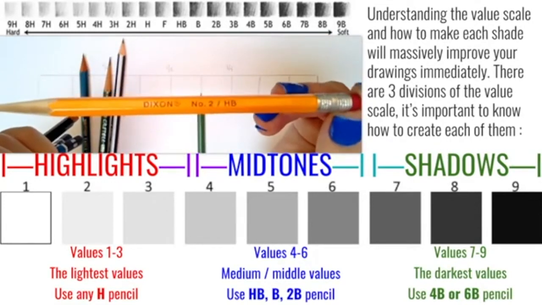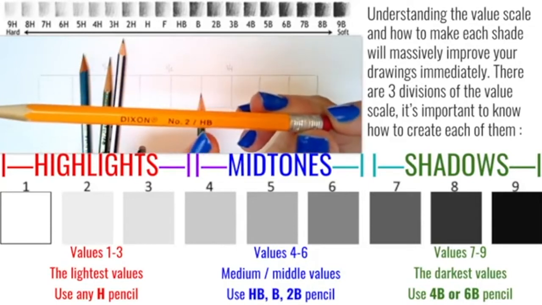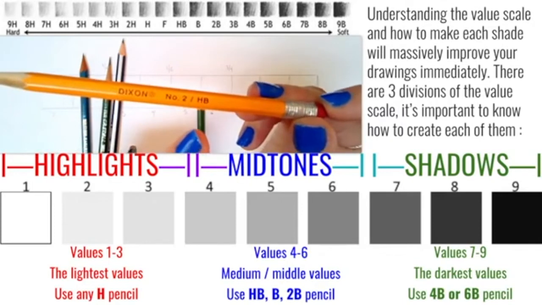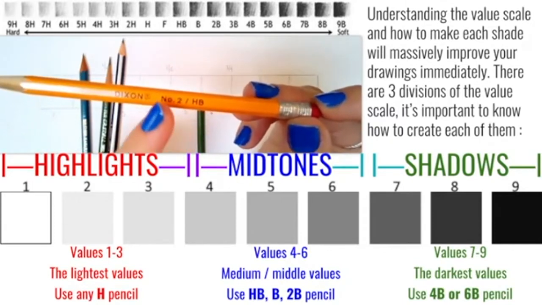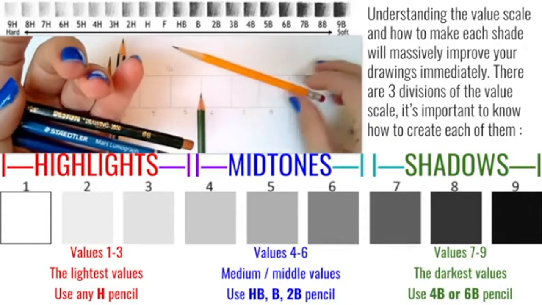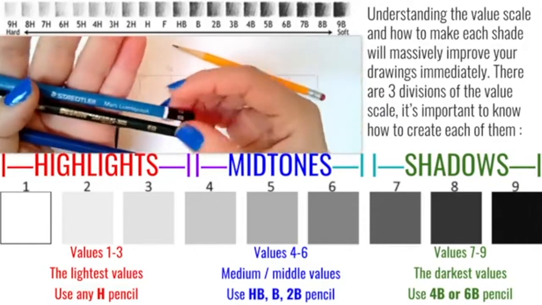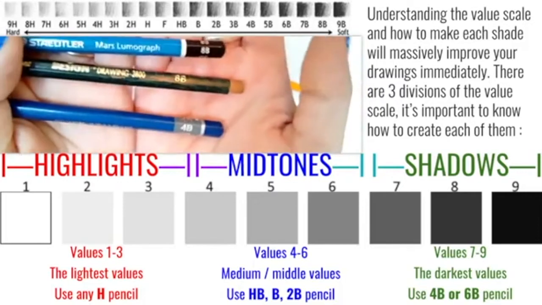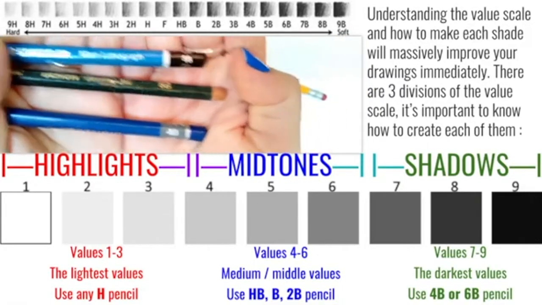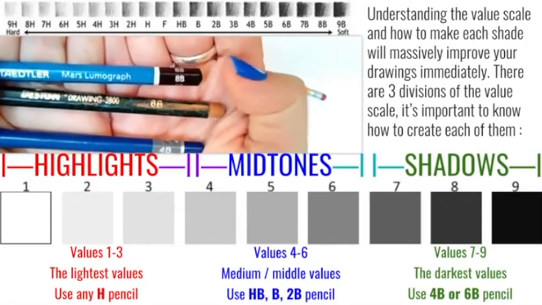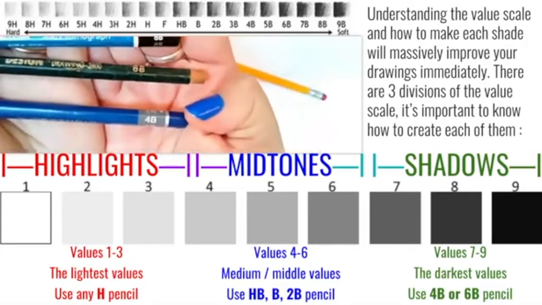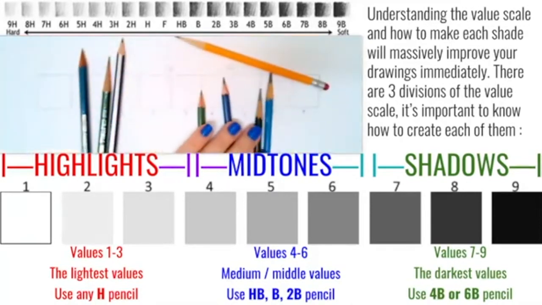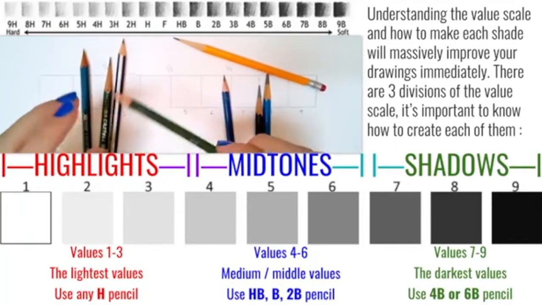And what we're going to do is describe that H is hard, and your B stands for bold. So, like a very bold, dark mark. And then the numbers associated with those letters refer to the intensity of it. So, an 8B pencil is darker, more intense, and softer than a 4B pencil. Let's see, I also have a 2B pencil here.